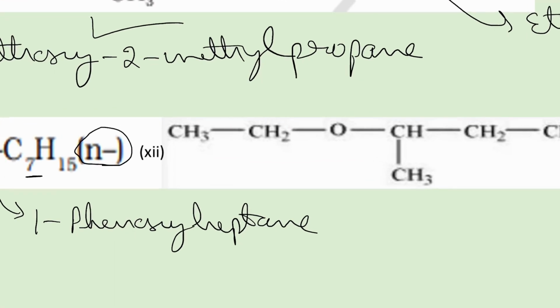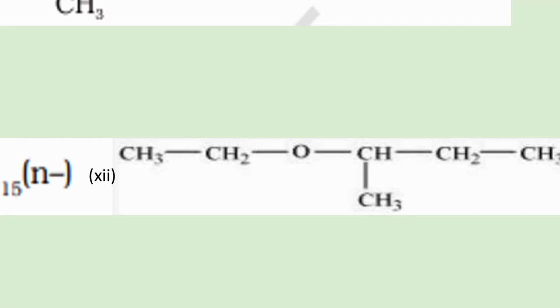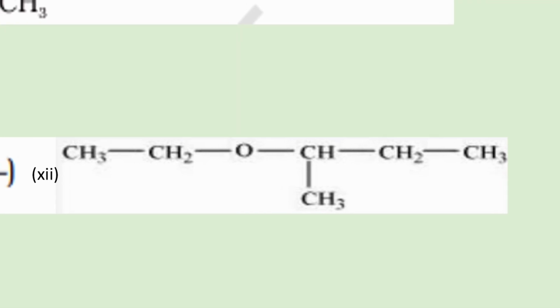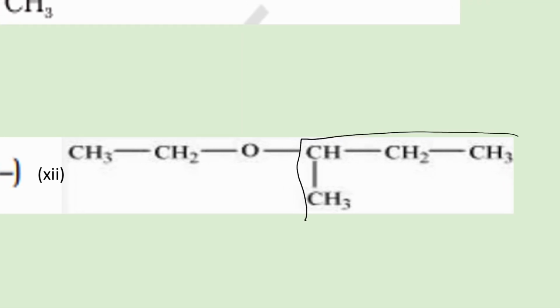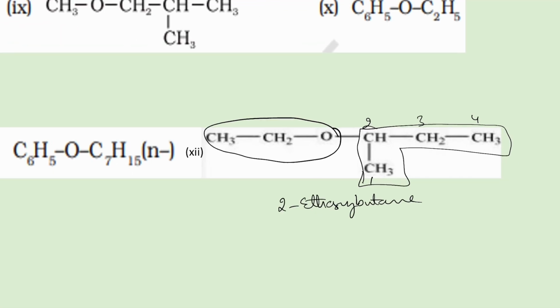And now the last part of this question, I guess, 12th part, easy. 1, 2, 3, 4, butane I can see, and this is the smaller one, ethoxy. So 1, 2, 3, 4, 2-ethoxybutane is the name.